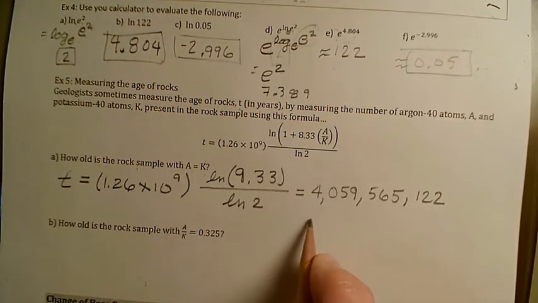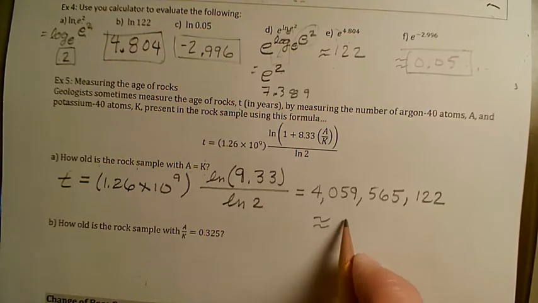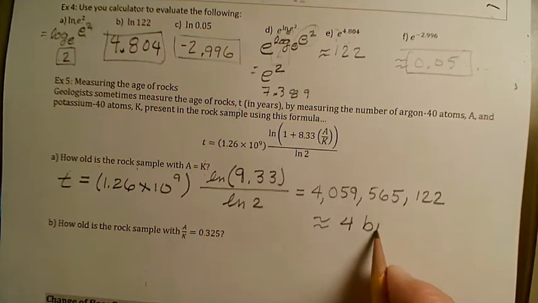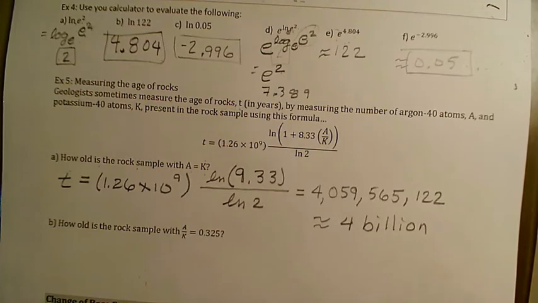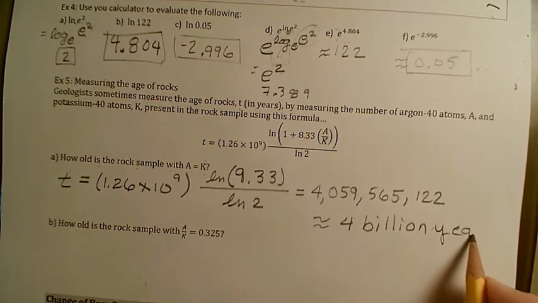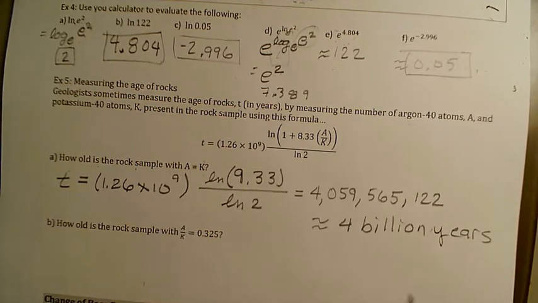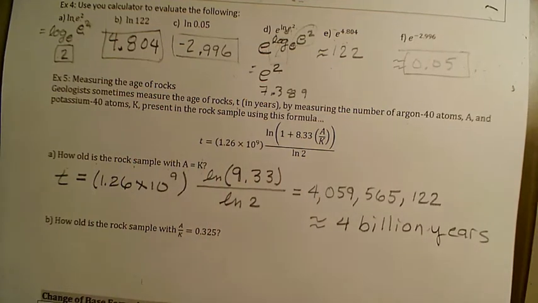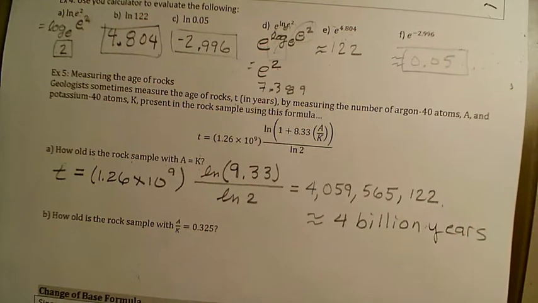4,059,565,122. So how old is it? Well, it's approximately 4 billion years old. Okay, so 4 billion years or so. Probably that formula is not accurate to like, oh, it was a Tuesday when this rock was formed. You can't be that accurate with those formulas probably.